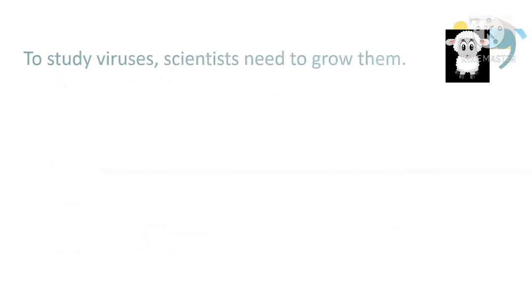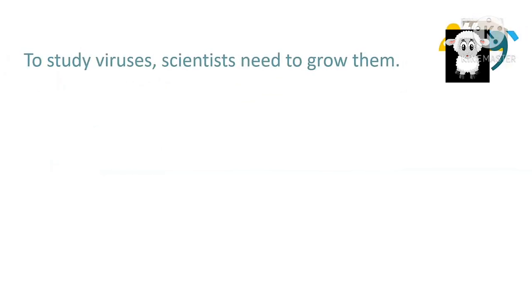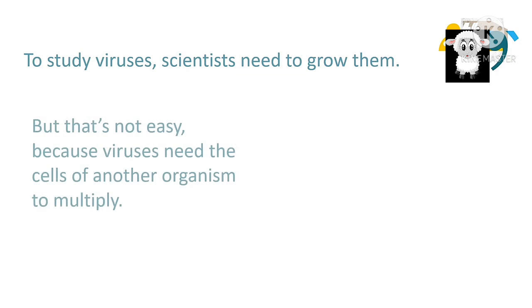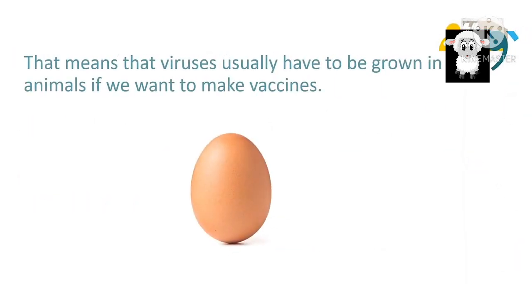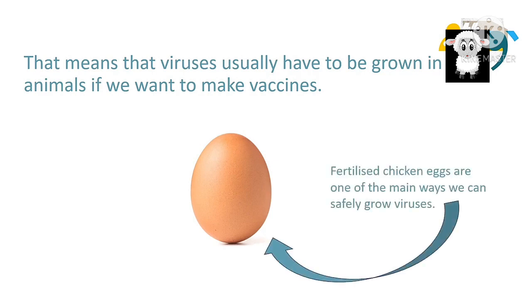To study viruses, scientists need to grow them. But that's not easy, because viruses need the cells of another organism to multiply. Remember the zombie cells that make new viruses? That means that viruses usually have to be grown in animals if we want to make vaccines. Fertilized chicken eggs are one of the main ways we can safely grow viruses.